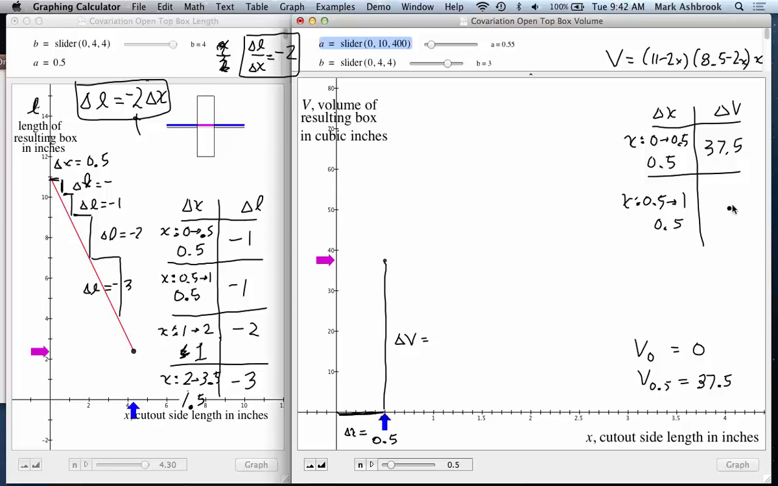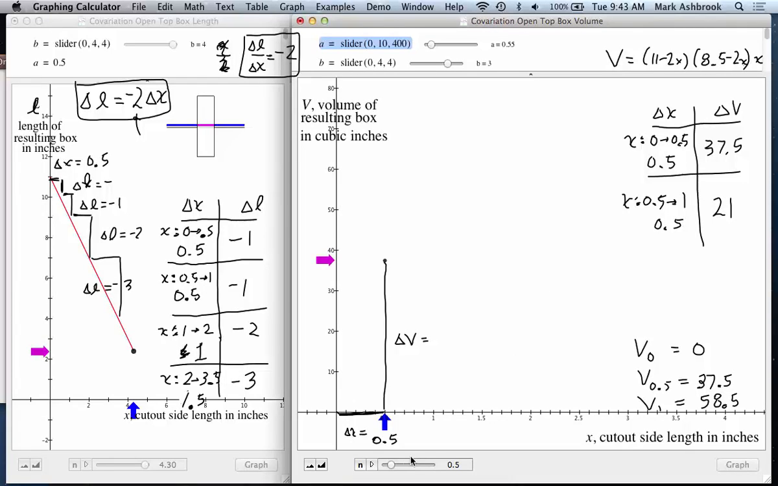Okay, verify it. Verify that we're going to get a change in volume of 37.5. Go. Find the change in volume. 37.5, right? Anybody got V of 1? Tell me V of 1. 58.5? Did I hear that right? What's the change in volume as this cutout side length changes from 0.5 to 1? How much did it change? 21? Uh-oh, what did we do wrong?